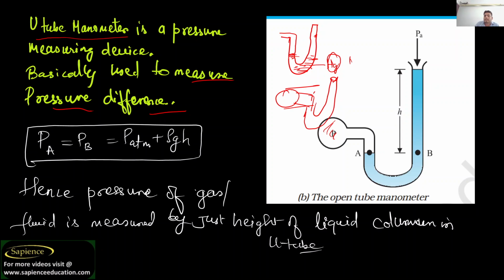Earlier, before connecting, this was the level. See here, the level was the same, because there is a pressure on this side and a pressure on this side, and they will be the same. That is, atmospheric pressure is there, right? Again, please try to understand here.